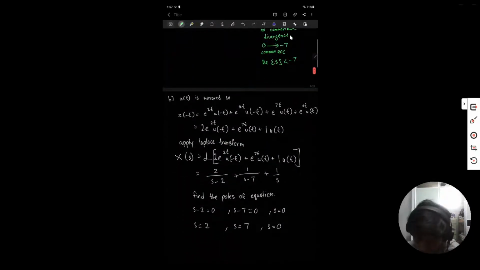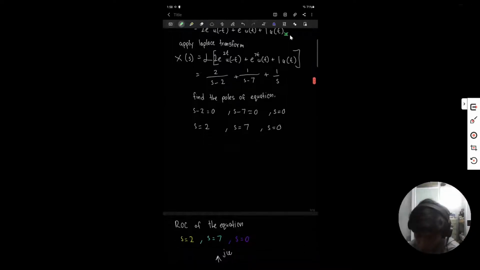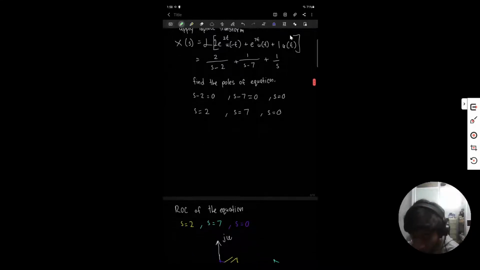Next we will look at B. B is x(t) mirrored. To get x(t) mirrored, we just change t with -t. Afterwards we get the equation again. Then we apply Laplace transform again using the same method, using the table. Afterwards we find the poles. So we get poles of 2, 7, and 0.